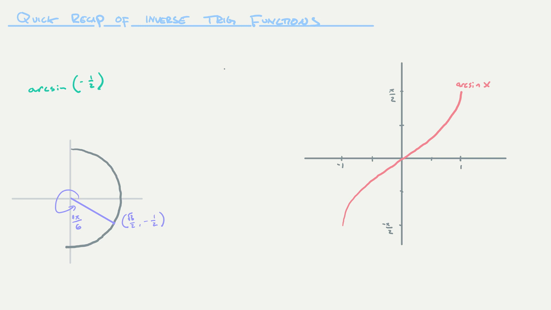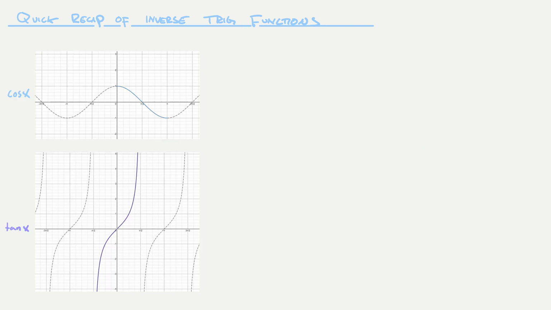However, 11pi/6 is not in the domain of the inverse function. It's not in -pi/2 to pi/2. So instead, we have to come up with the coterminal angle, -pi/6. That would be the output here, -pi/6, because it's between -pi/2 and pi/2. And that's the only answer. That's the only sine inverse of -1/2 that exists. It's just -pi/6.